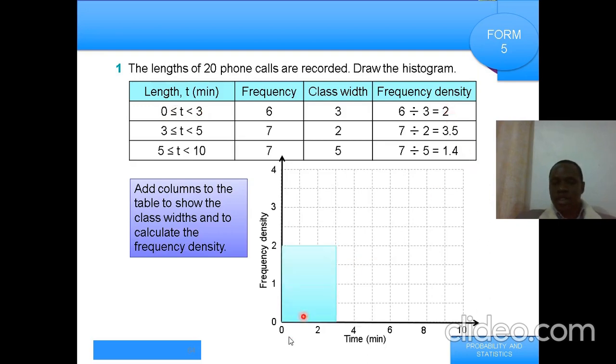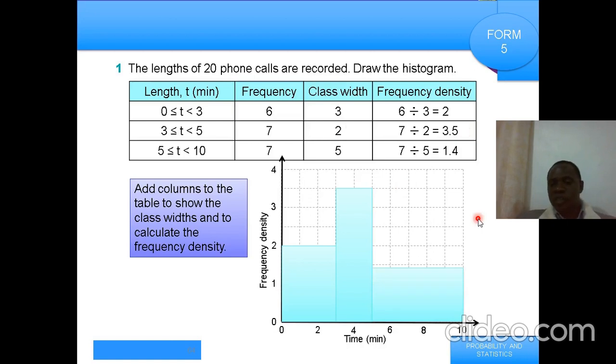There. So from 0 to 3, 3 is here. It will rise up to 2 on frequency density. You see there's 2 here. So the same applies to the next one. It will be 3 to 5. So you see 3 here to 5. But it rises to 7, so the frequency density is actually 3.5. So it rises to 3.5.